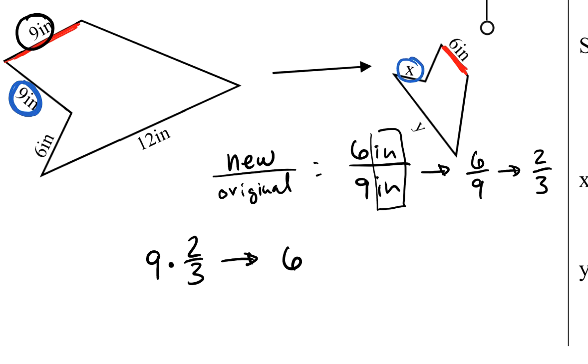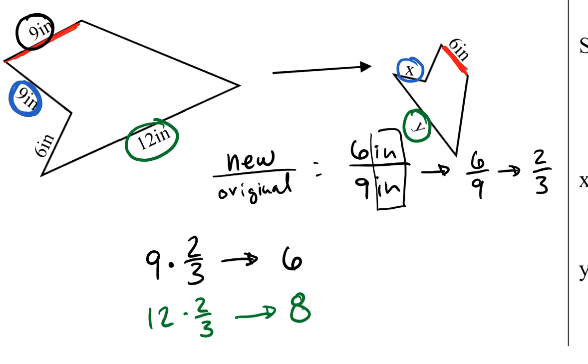The other one's a little different, right? This is 12 inches, so I'm going to start with 12, and I'm going to multiply that times 2/3, and it will map to the y here. Now, 12 times 2/3: 12 divided by 3 is 4. 4 times 2 is 8, so this becomes 8. So I can see the length of x and y.